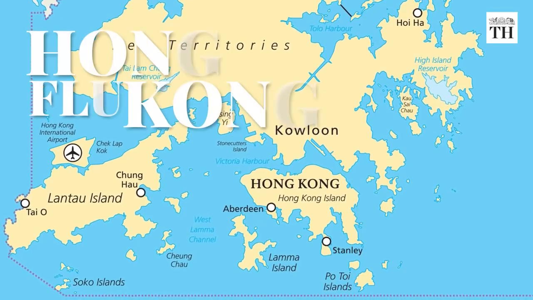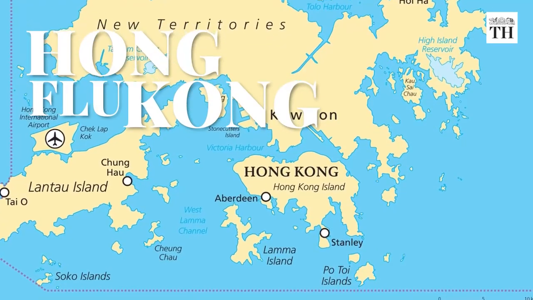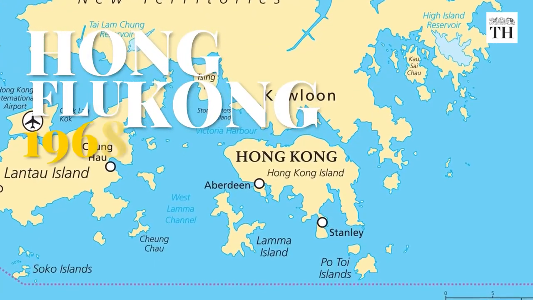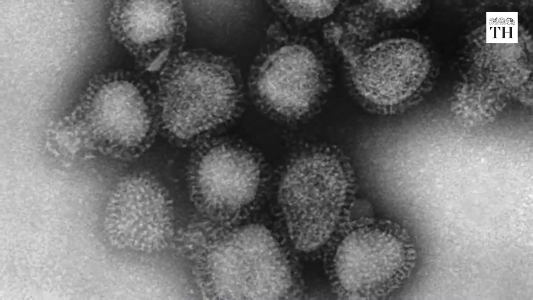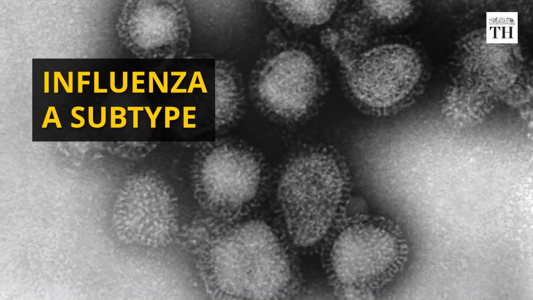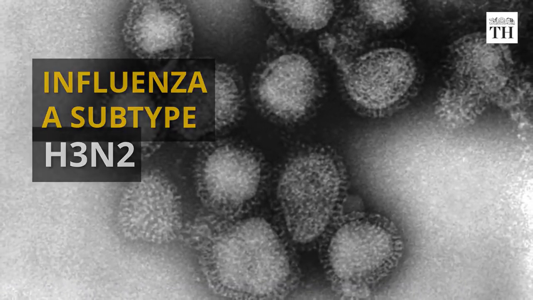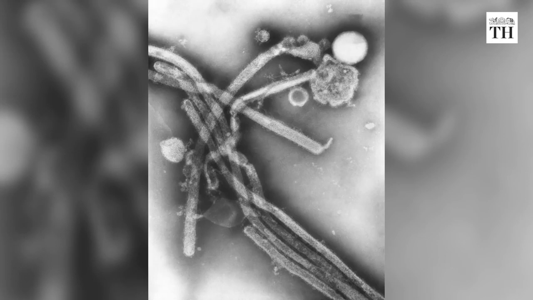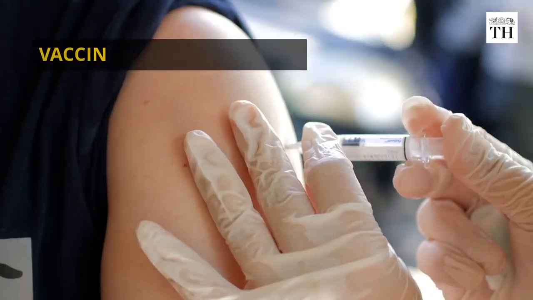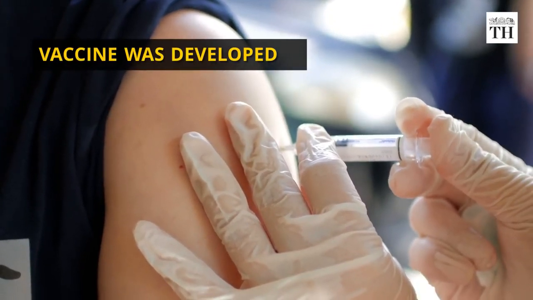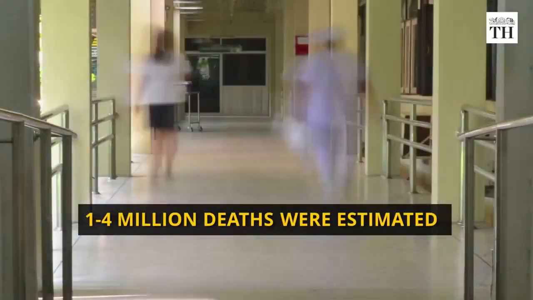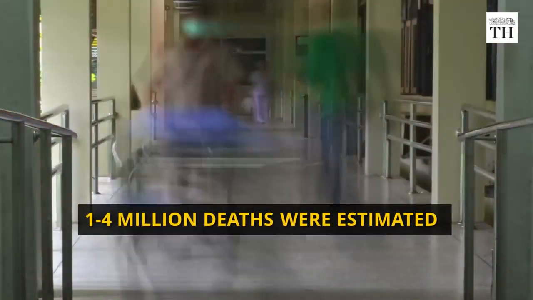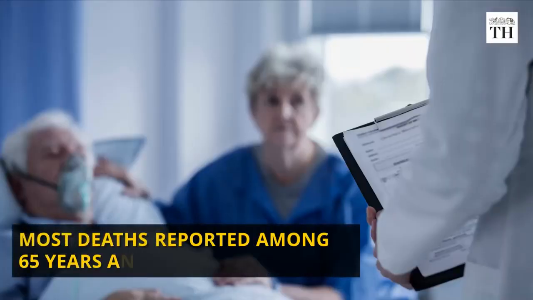The Hong Kong flu was a global outbreak of influenza that originated in China in July 1968 and lasted until 1969 to 1970. The Hong Kong flu was caused by a virus known as influenza A subtype H3N2, also called Hong Kong flu virus. Although a vaccine was developed against the virus, it became available only after the pandemic had peaked in many countries. The Hong Kong flu resulted in an estimated 1 million to 4 million deaths. Most excess deaths were in people 65 years and older.